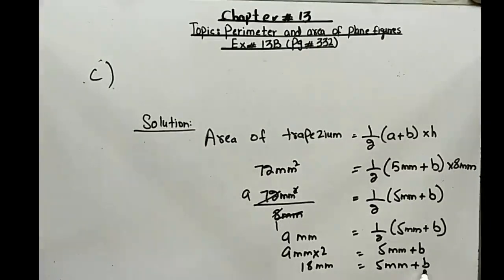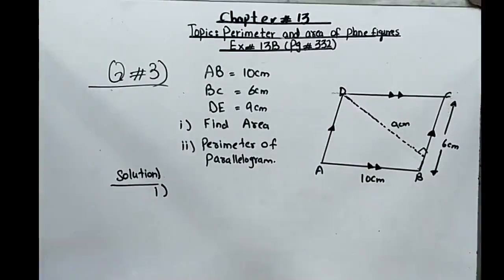So as we are finding B, leave the B here, then 5 will move to the other side. What is the sign in front of 5? Plus. So when 5 moves to the other side, it will be subtracted from 18. So then we will get the final answer. Got it, beta? So find out the value of B. It's your task now. Okay, now question number 3.